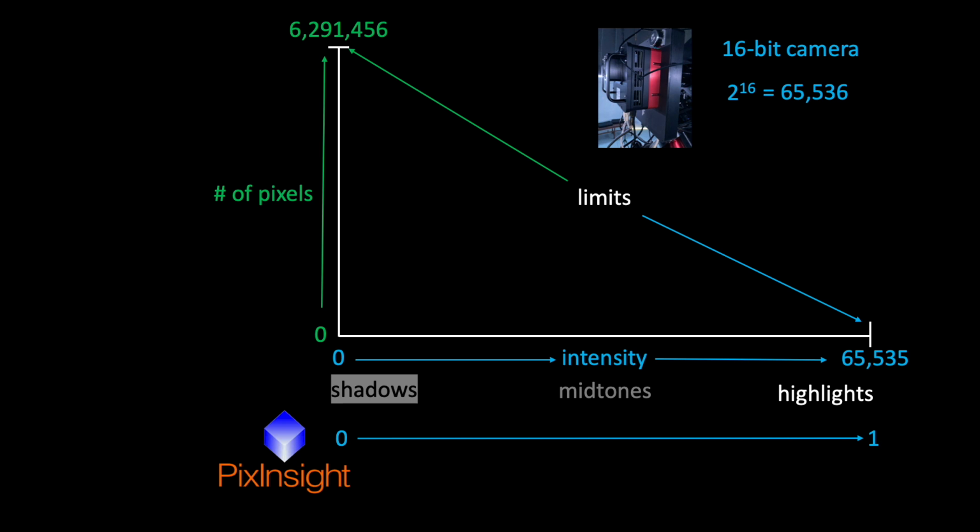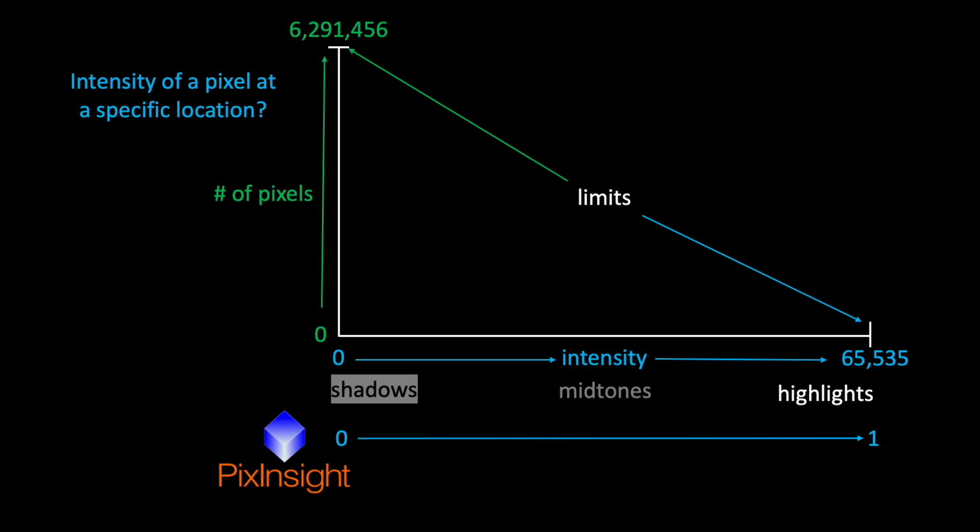So the one thing that a histogram does not tell you: it's giving you the intensity for all the pixels in the image. Let's say that there are a bunch of pixels that end up being at 0.5. It will count up the number of pixels that are at 0.5 and show that in the graph. What it doesn't show you is the intensity of a pixel at a specific location. A histogram does not do that. It just gives you the number of pixels for each intensity that is present in the image.